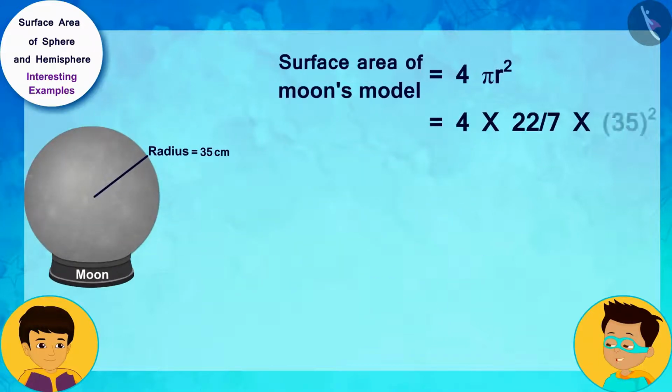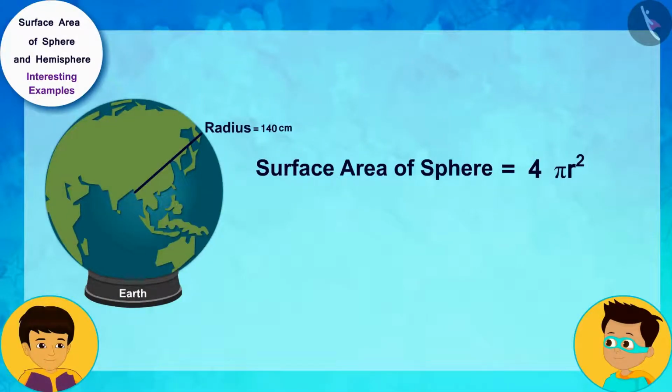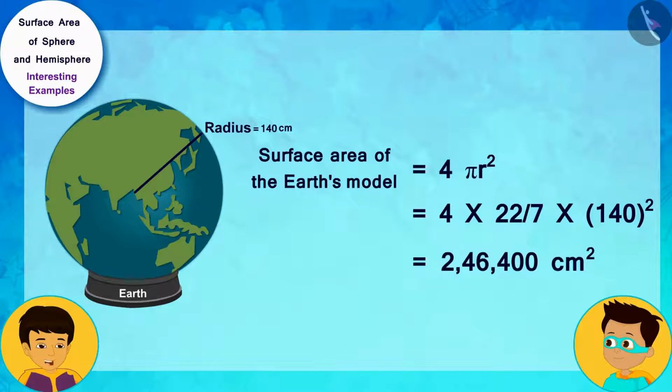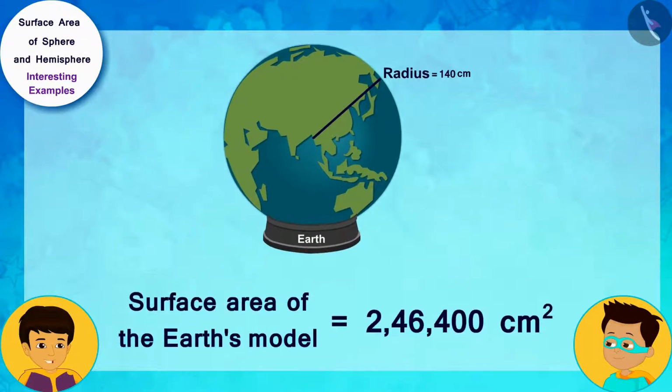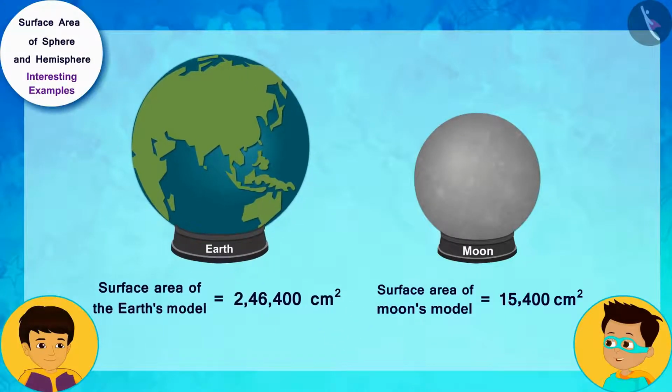Let me solve this by writing the radius of the moon's model, 35 centimeters, instead of r first. Manas, the surface area of the model of the moon is 15,400 square centimeters. Okay, now it's my turn. I will solve it in this way by writing the radius of the model of the earth, 140 centimeters, in the formula for the surface area of the sphere. Look, the surface area of the earth's model is 2,46,400 square centimeters. The clay used in the model of the earth is many times more than the model of the moon.